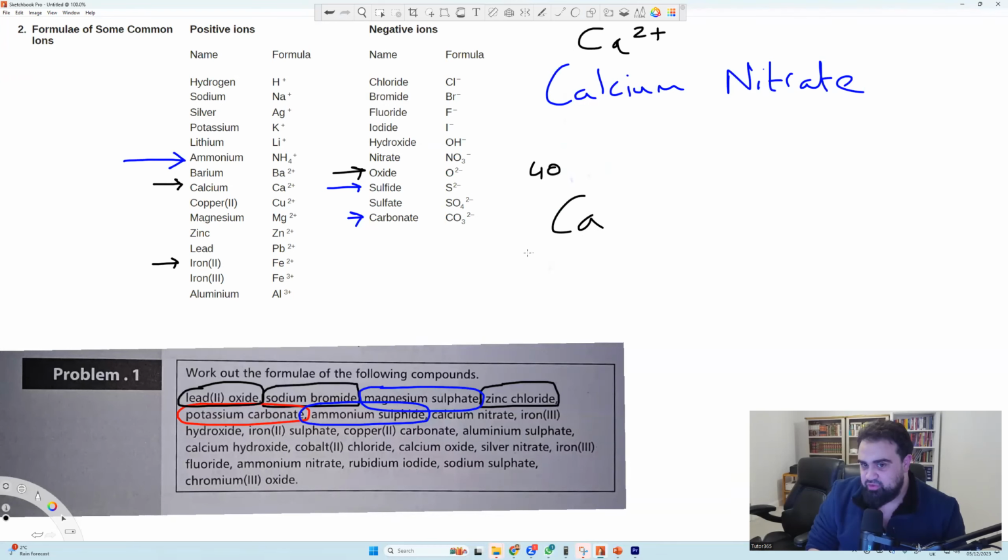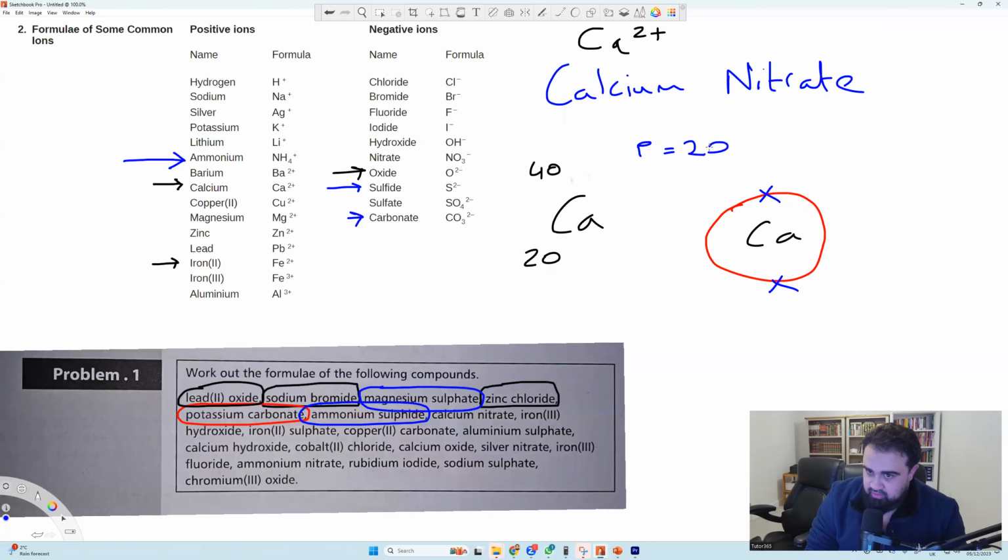Calcium has a mass number of 40 and an atomic number of 20. Because it's in group 2, I'm only going to draw the outermost shell. Because it's in group 2, it wants to get rid of those 2 electrons. So how many protons does calcium have? 20. How many neutrons? 20. How many electrons? 20. Now, once it's got rid of those, what's its overall charge right now?